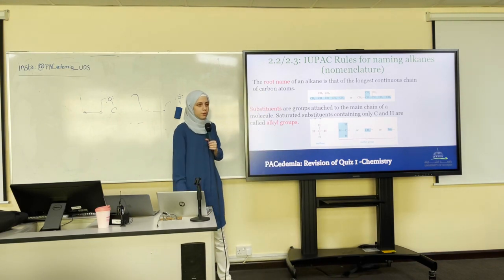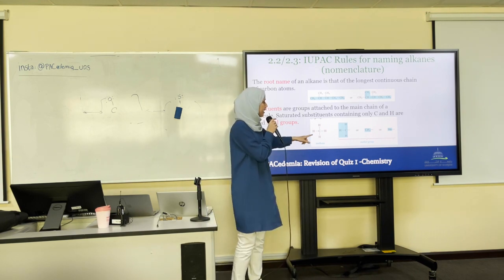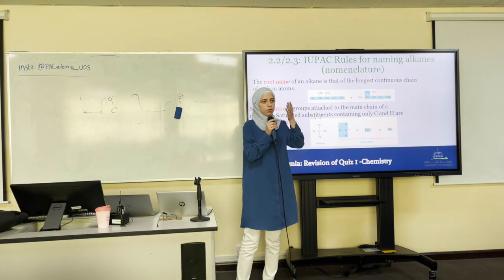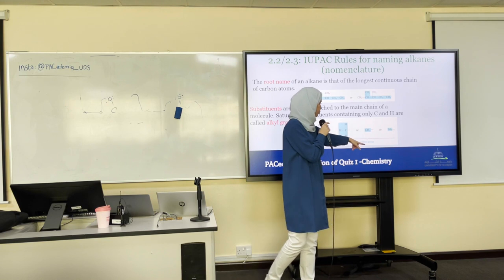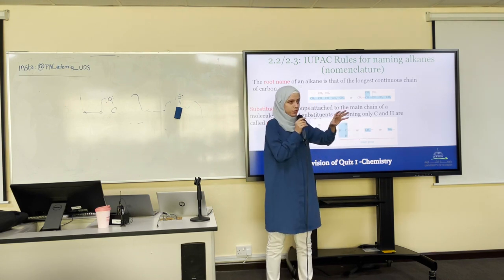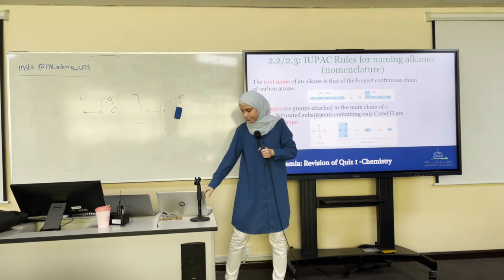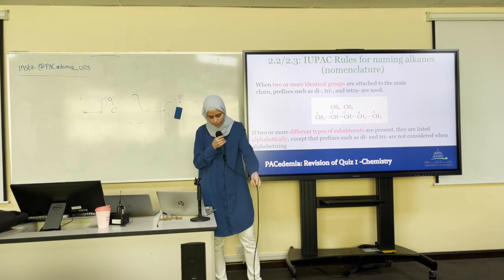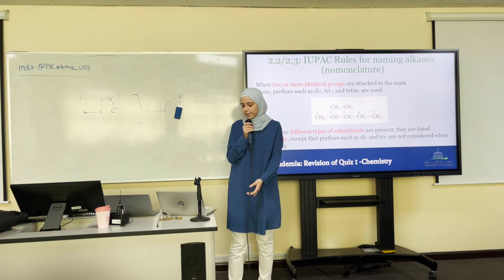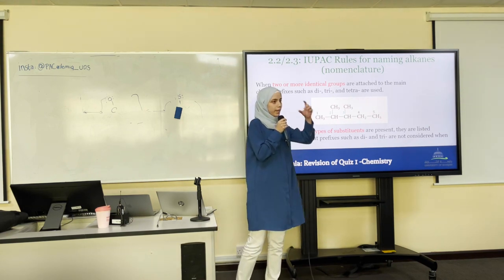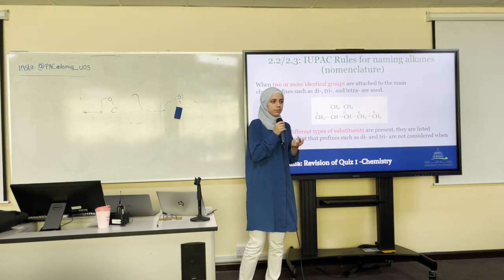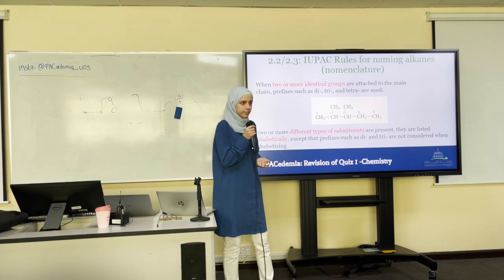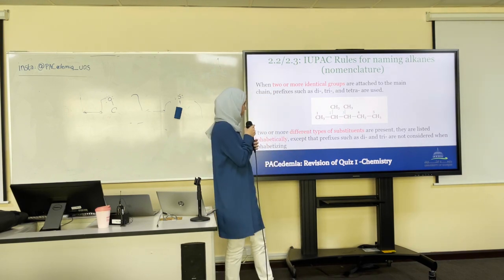And the substituents are called alkyl groups. As you can see here, methane is CH4, and the methyl group, which is CH3, is a branch here, okay? Now if two or more identical groups are attached, when we want to name, di is for two. Tri? Three. Tetra? Four. Okay.